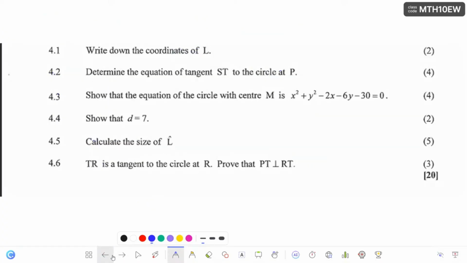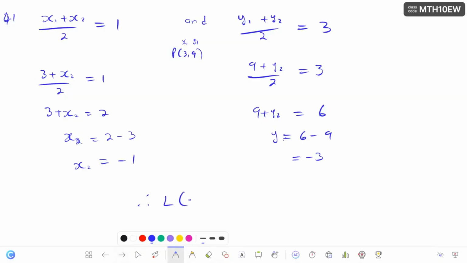So the coordinate of L is negative 1 and negative 3. I know they said write down, but according to me, I was going to calculate it because I don't want to risk.